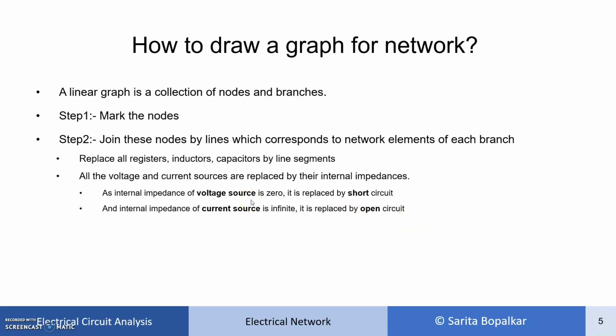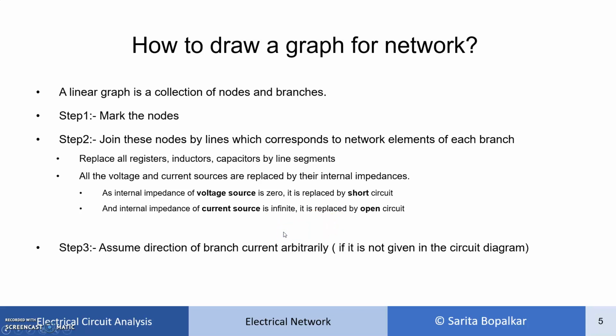So we should always know the reason why a voltage source is replaced by a short circuit and a current source is replaced by an open circuit. These sources are replaced by their internal impedance. And step 3, if the direction of current for each branch is not given in your circuit, at that time you can assume any direction of the branch current arbitrarily. And if it is given, you can assume whatever direction is given in your circuit. Last step, mark all the numbers for the nodes and branches.